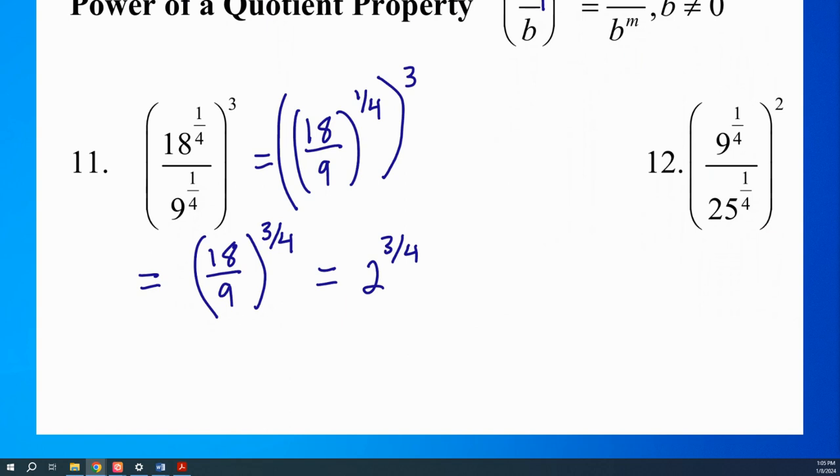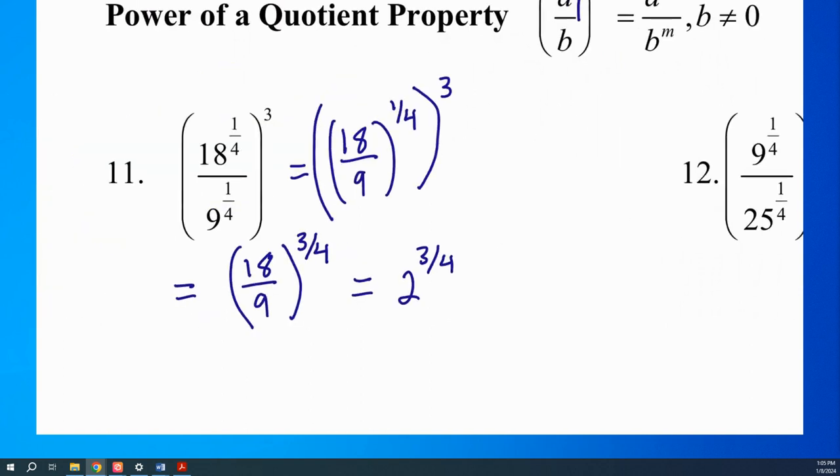Are we okay? We look perplexed. Yeah. Because this is a power to a power, so I can multiply those two together. So 1/4 times 3 is going to give me 3/4. Are we okay?